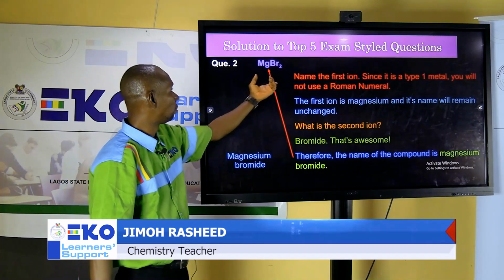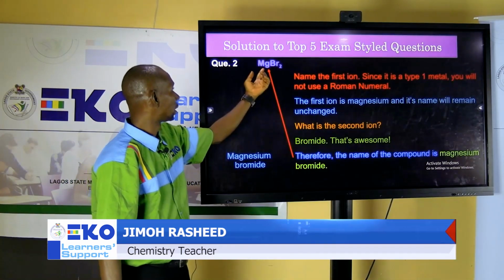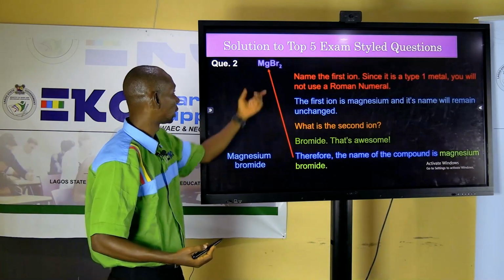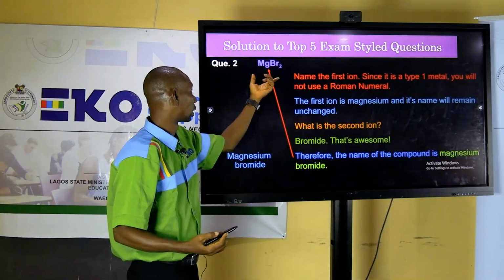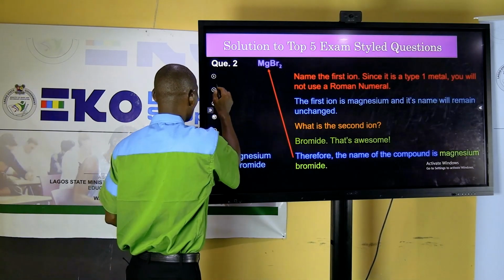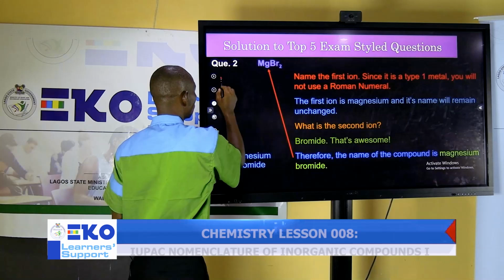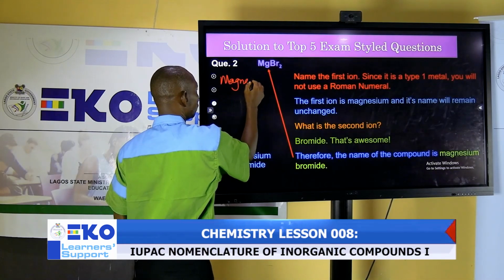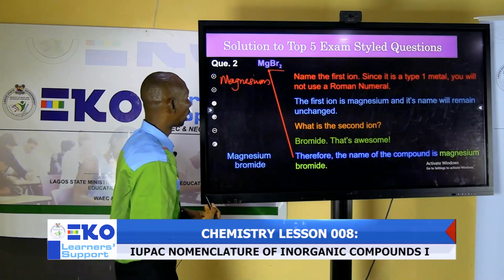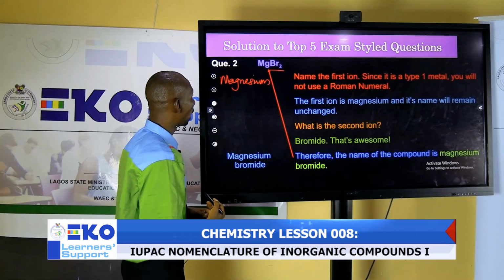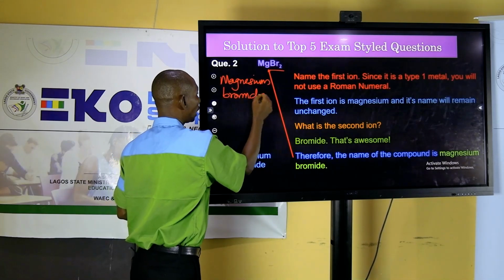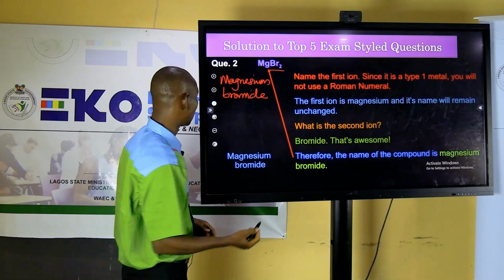What do you name this? MgBr2. What is that? Is this a type 1 or a type 2 metal? Did you say type 1? You are correct. Magnesium is a regular metal. Okay, so that's a type 1. So just name the magnesium as it is, unchanged. So that is magnesium. And then the bromine changes its name. That is the newly wedded wife there. Okay, changes its name to what? To bromide. You are going to be adding the -ide to it. That's very easy, isn't it?